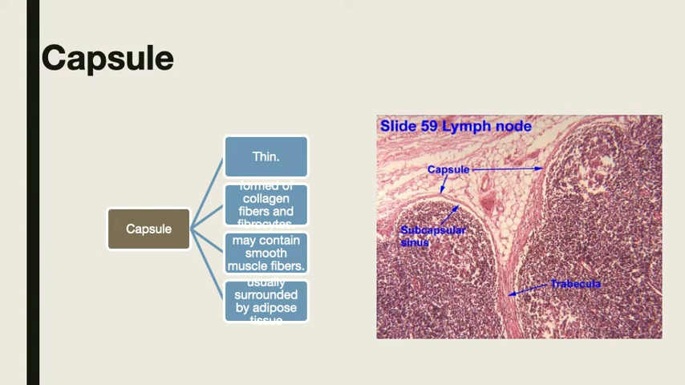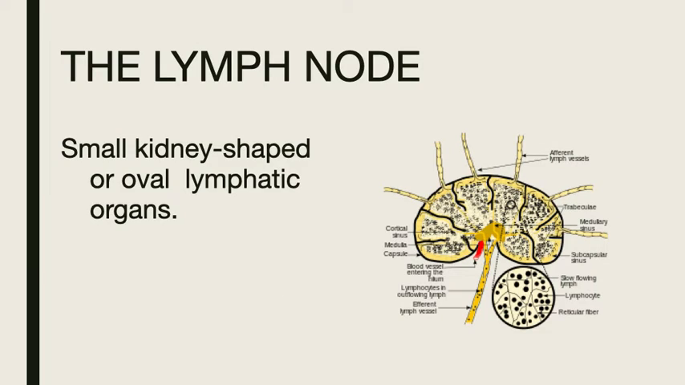The capsule of the lymph node is thin, formed of connective tissue fibers and cells, surrounded by adipose connective tissue rich in fat cells, and some may have smooth muscles at the hilum. What is the hilum? As we see here, the lymph node is bean shaped. The concave surface has a depression. It is the hilum. This hilum may contain some smooth muscle inside the capsule of the hilum.